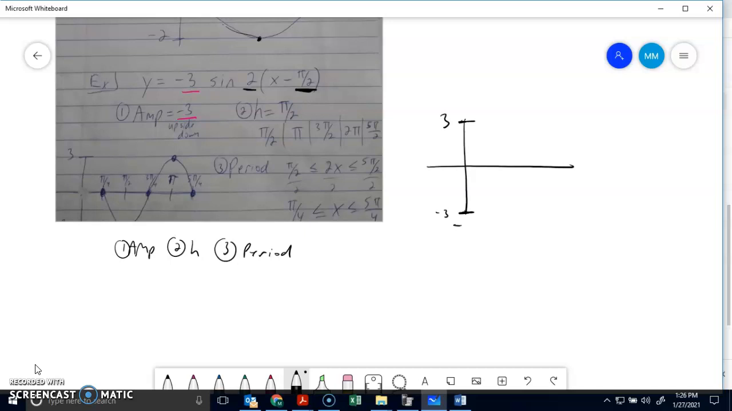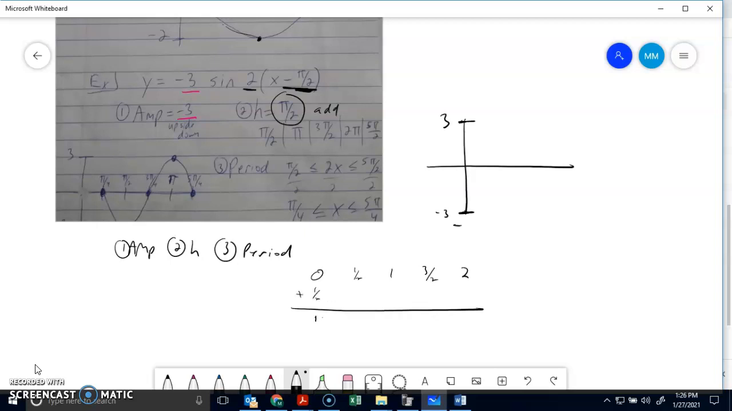So I'm going to start with the H value. The H value is pi/2, and it's a positive. We're going to do the opposite sign. So x minus pi/2 means that we're adding pi/2. So I'm going to take my key numbers, 0, 1/2, 1, 3/2, 2, and I'm going to add pi/2, or 1/2, to each of those.